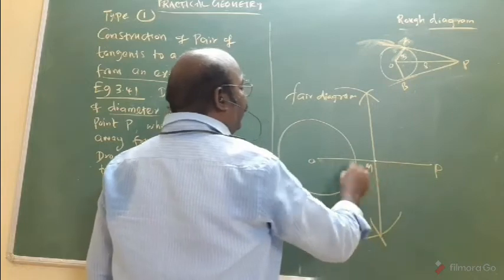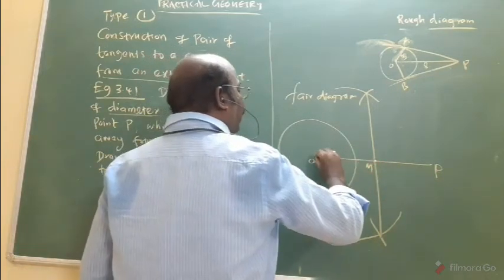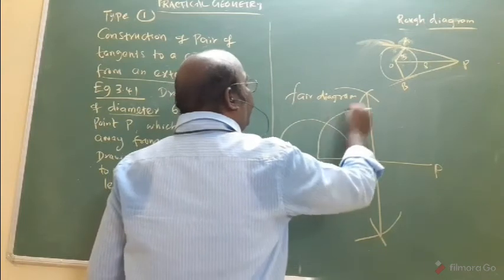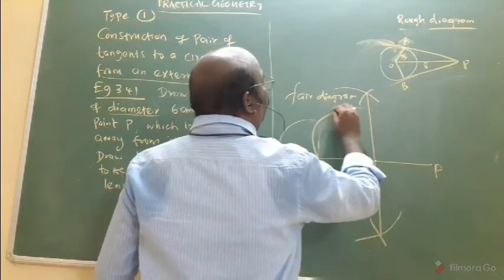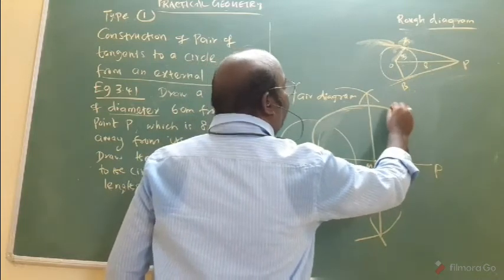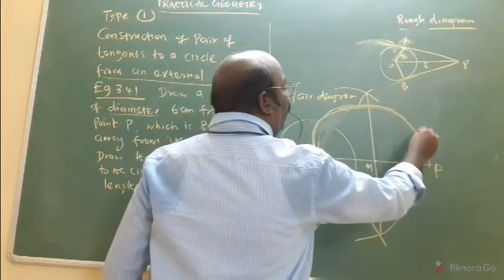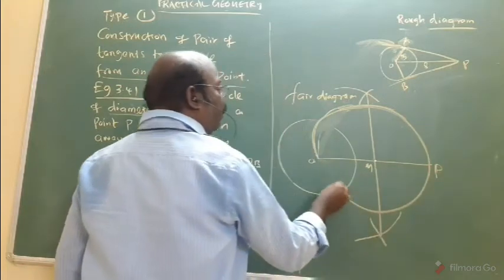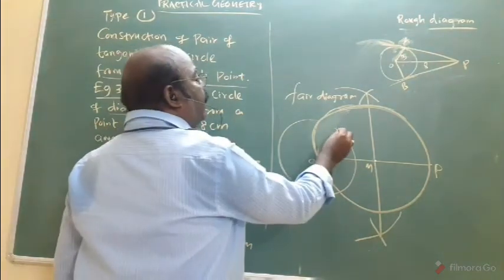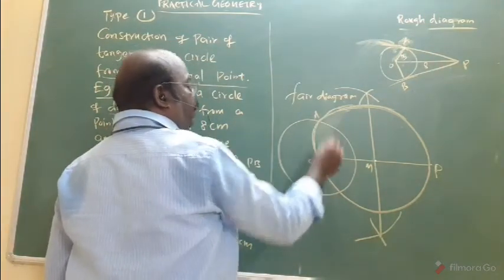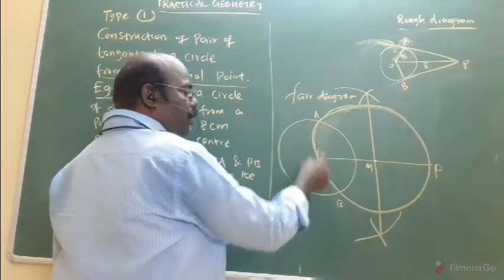With M as center, OM as radius, try a circle starting from O. Definitely, this circle starting from O passes through P and comes back to O. It will intersect the previous circle at A and B. The first circle and second circle intersect at A and B.